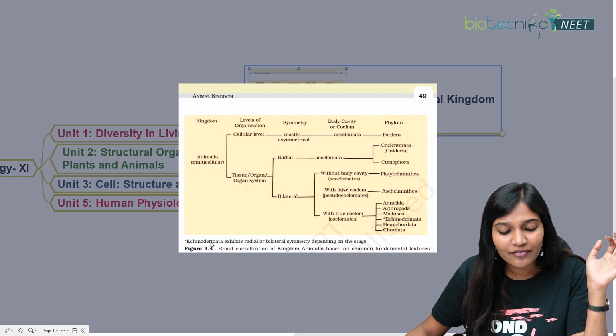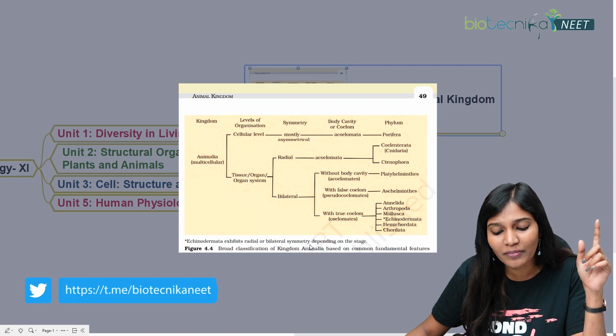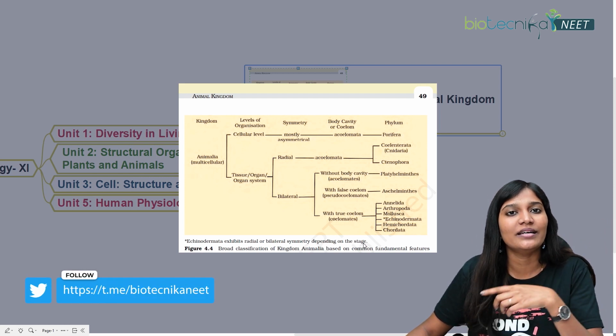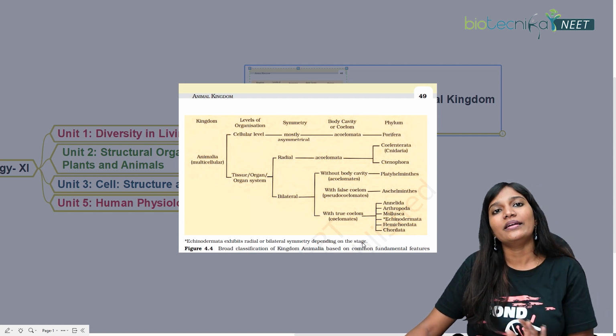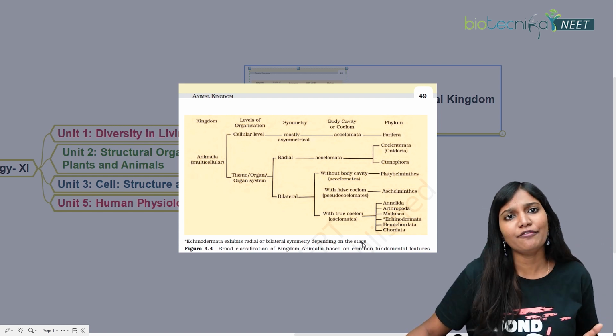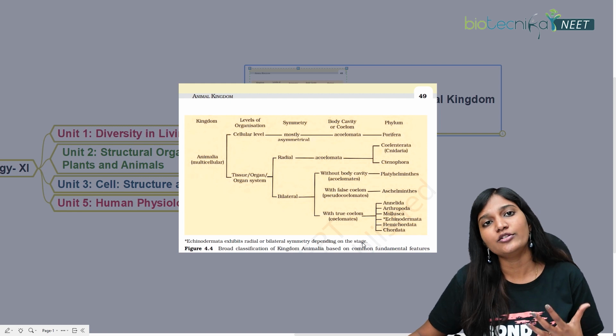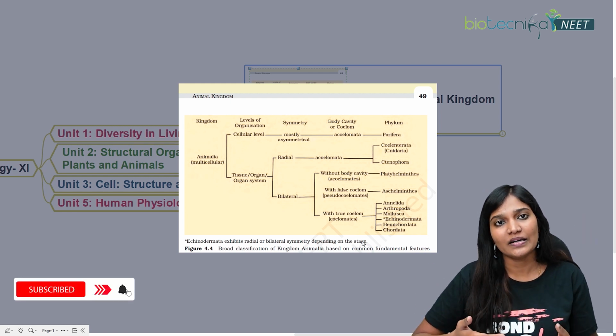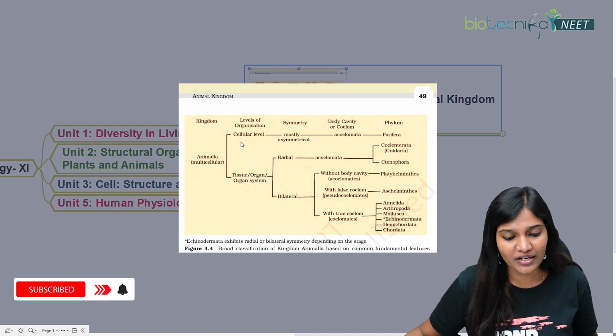And the next one is they have given a most important star point. Echinodermata exhibit radial or bilateral symmetry based on the stage, very specifically, whether they are in the adult stage or whether they are in the juvenile phase. When they are in the juvenile phase, you can have bilateral symmetry. When you see a starfish, it is an adult stage, which is radial symmetry. That's what they are talking about.